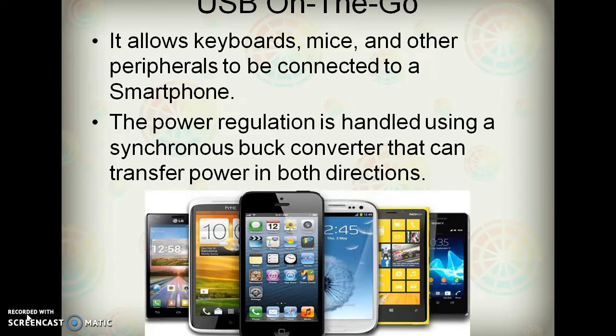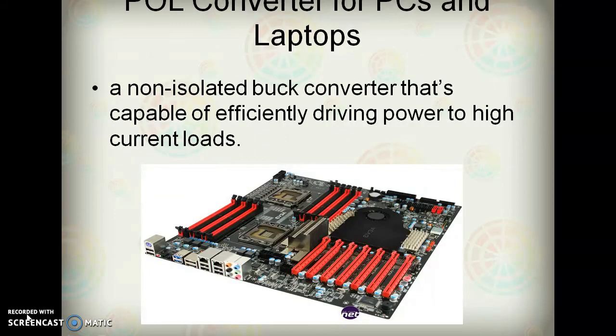USB On-The-Go. The USB On-The-Go allows keyboards, mice and other peripherals to be connected to a smartphone. The peripheral device draws power from the USB port on the phone. The power regulation is handled using a synchronous buck converter that can transfer power in both directions. When the phone is plugged into a battery charger, the converter runs as a buck converter to charge the lithium battery in the phone. When a peripheral is plugged in, the converter runs backwards as a boost converter to generate 5 volt from the lithium battery.